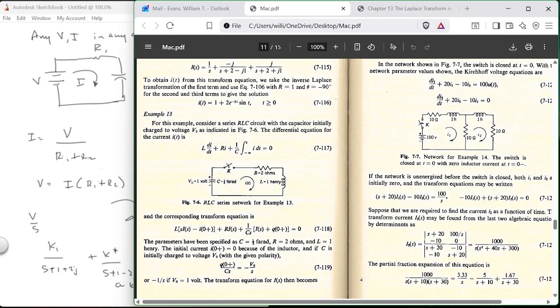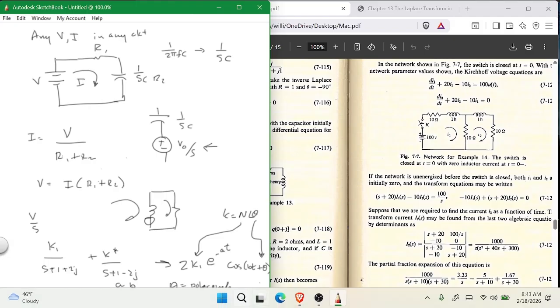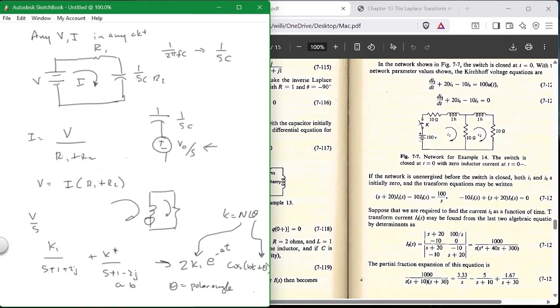Hey, Ted. Yes, sir. The example you wrote, and you wanted us to write on the sheet, cosine, what did you say? Cosine, yeah, it's cosine of b times t plus theta. 2 times k1 e to the minus at cosine bt plus theta. Yeah.